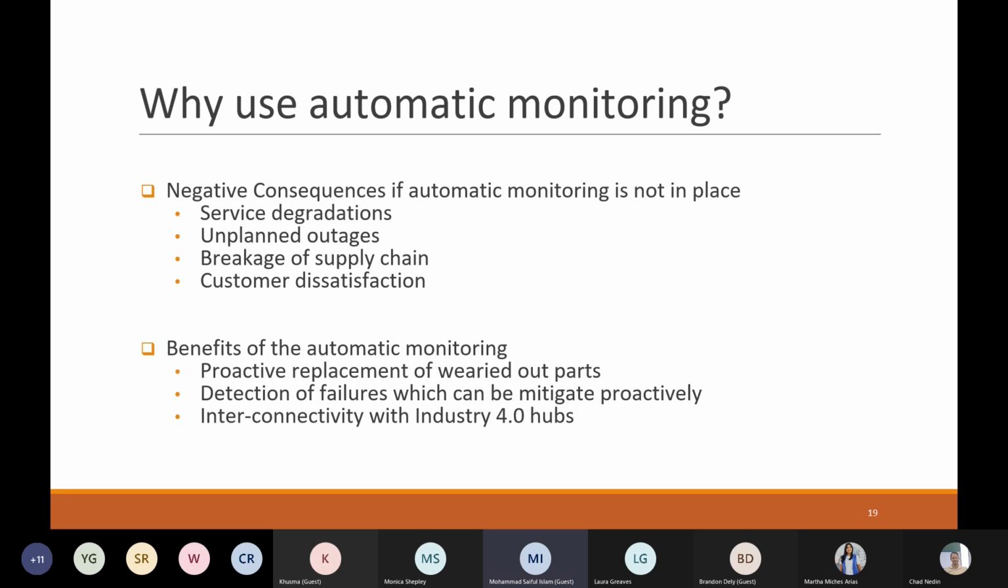On the other hand, the benefits of automating monitoring are that it will allow you to preventively mitigate potential failures, proactively replace the parts that might go down, and it will also help with interconnectivity with the fourth industrial revolution.